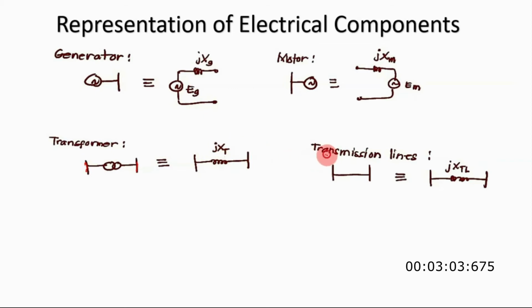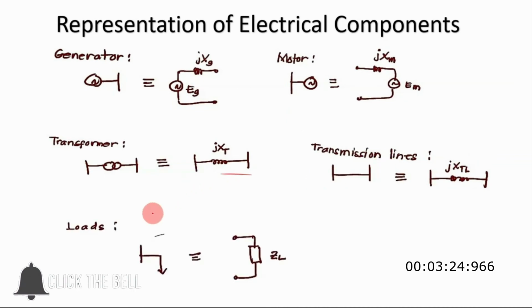And here is the transmission line. So these are the bus bars, and the straight line here is actually the transmission line. It will be the same as the transformer, but we use JXTL here to differentiate the transformer from the transmission line. And then the last one are the loads.